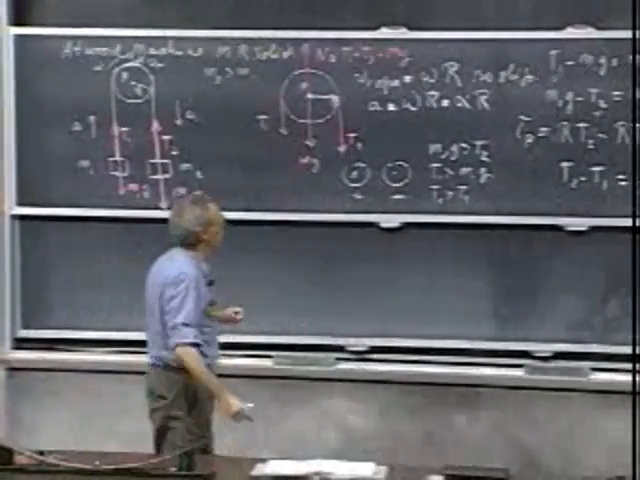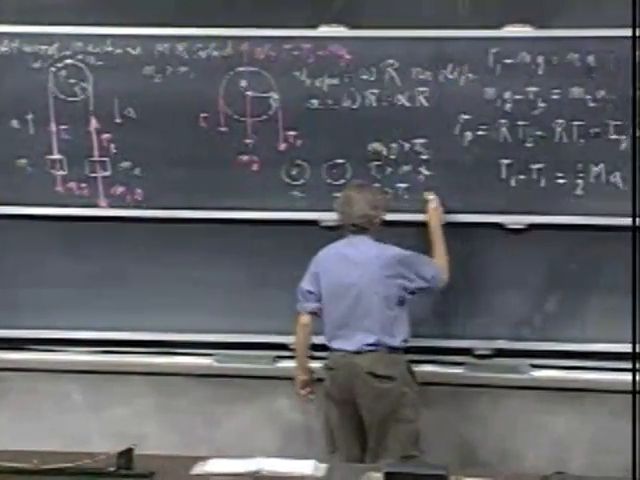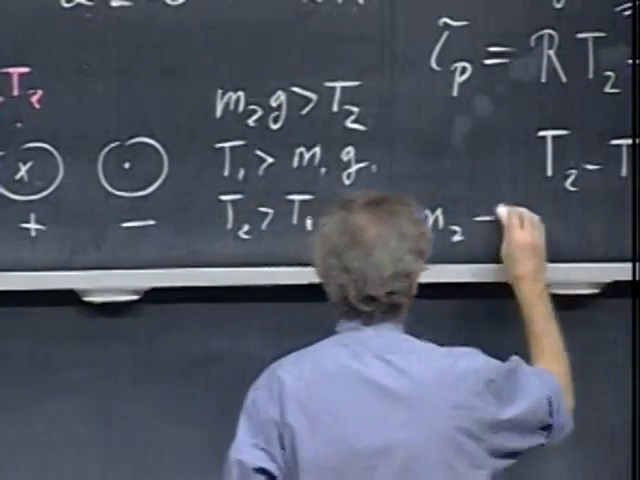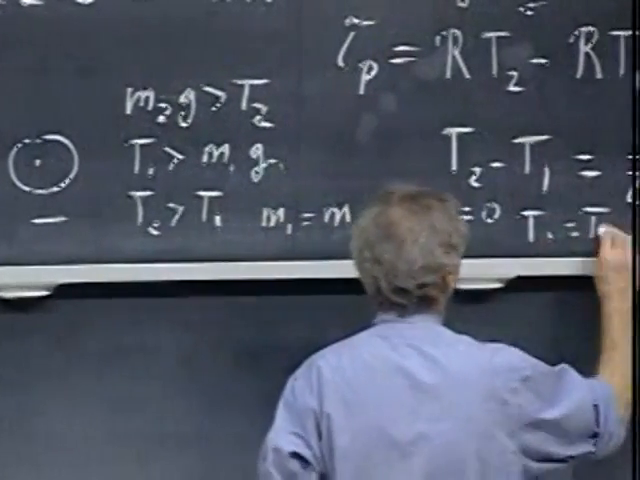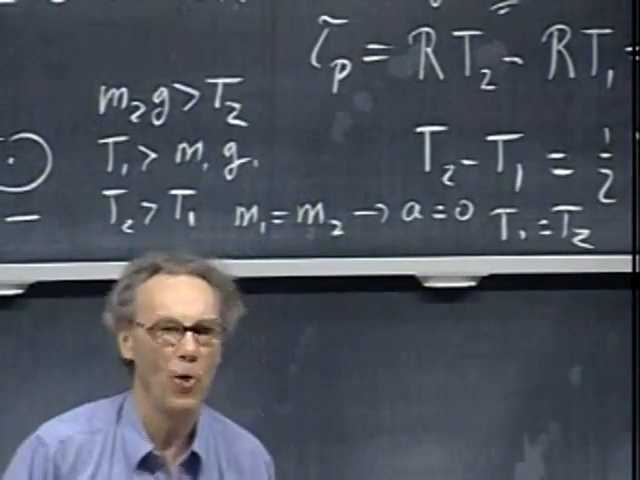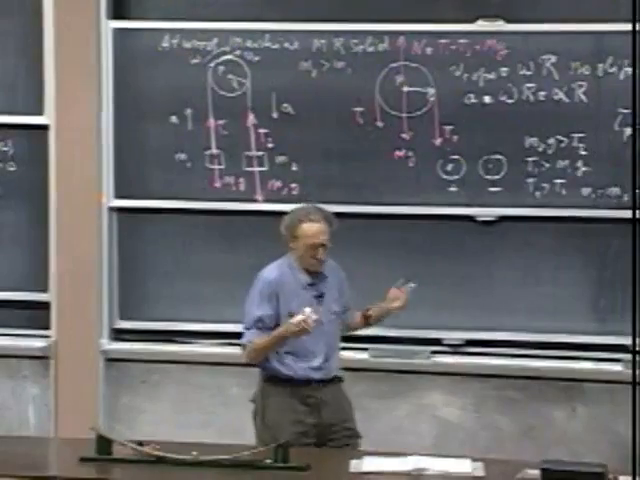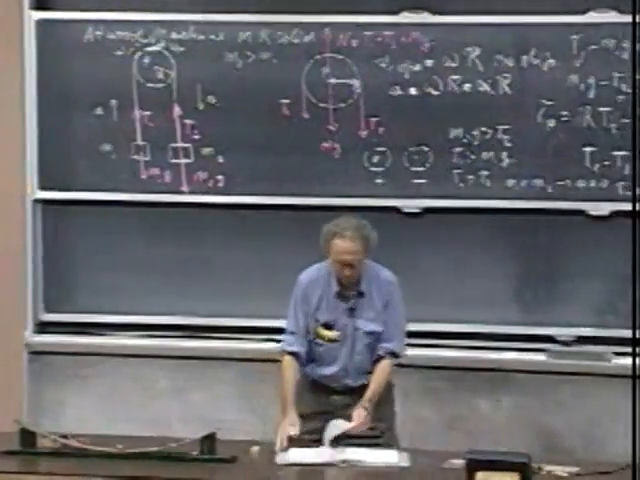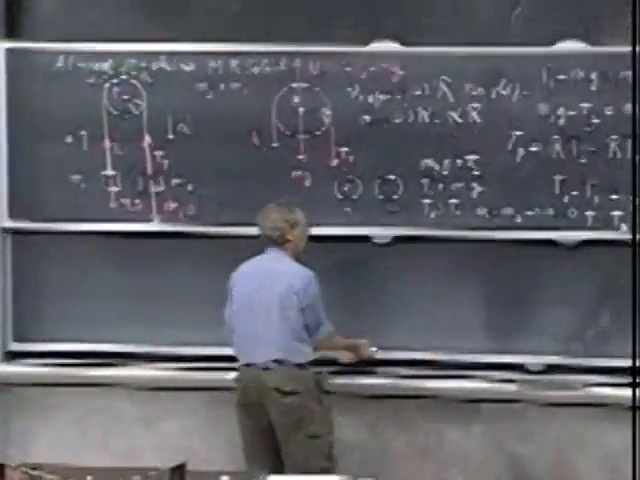It would also be useful, which is a trivial check, to stick in your results m1 equals m2. That should give you that the acceleration should be 0, and it should give you that T1 equals T2. Those are obvious things, and that can be done very simply. That takes you no more than 10 seconds. And if any one of these is not met, then somewhere you slipped up, and it gives you an opportunity to go over the problem again. All right, let's now do another problem.